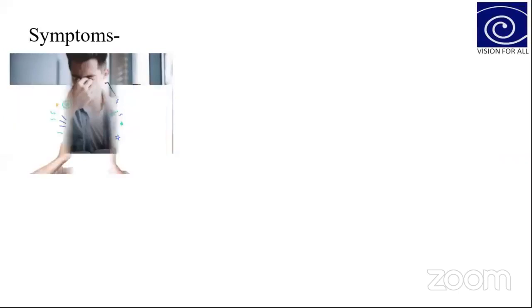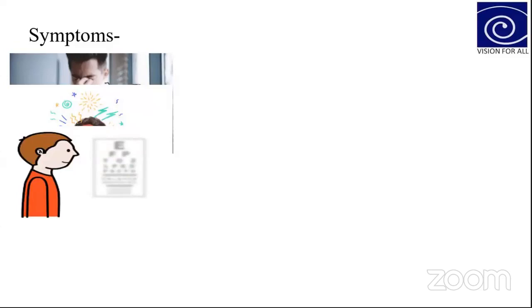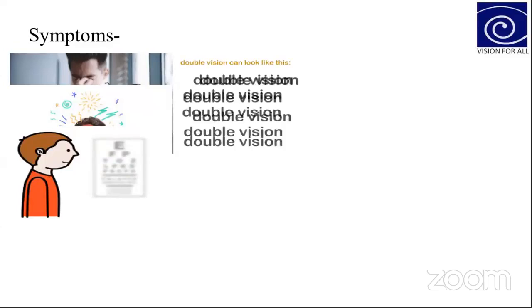If you see the various symptoms, vergence dysfunctions will have various symptoms like asthenopic symptoms, and there can be a complaint of headache, a big complaint of blurring of vision, and the patient also comes with the complaint of double vision.